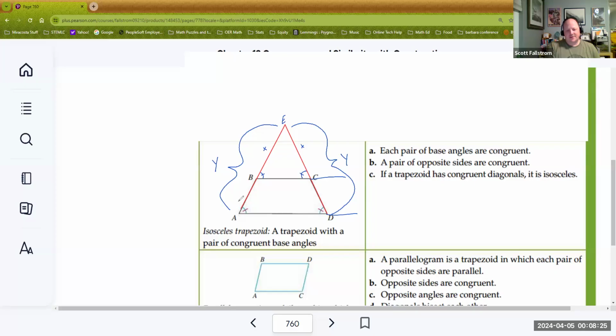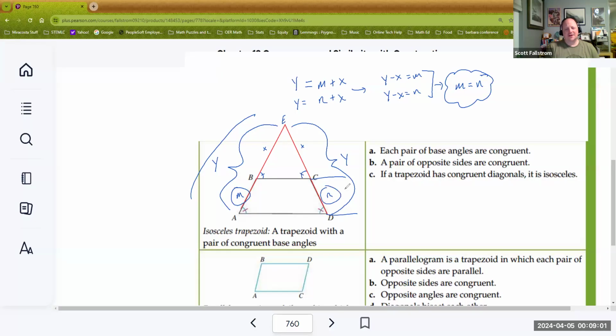So the missing piece, if I was to call it M on this side and N on this side, then what we could tell is the long side, which is y, is equal to what? M plus x. And on the other side, y is equal to n plus x, which means that y minus x is m, but also y minus x is n. And by, once again, the transitive property, m has to equal n. And if m equals n, then the opposite sides are congruent.